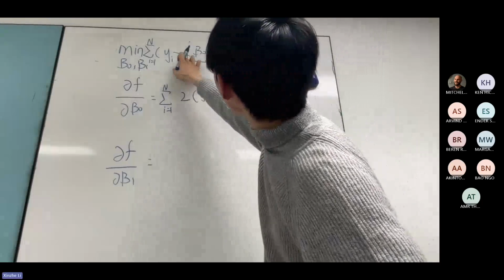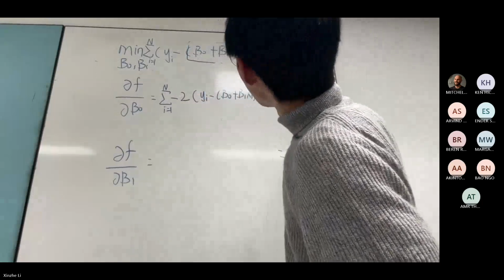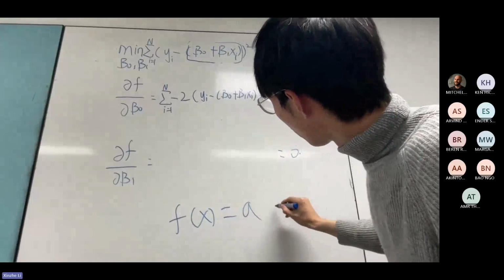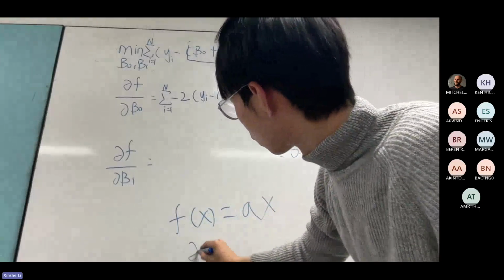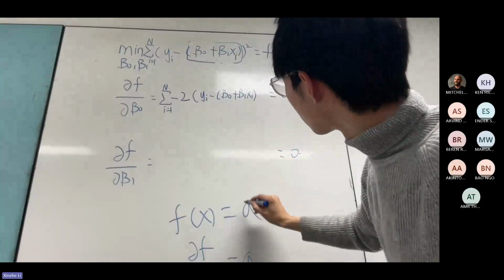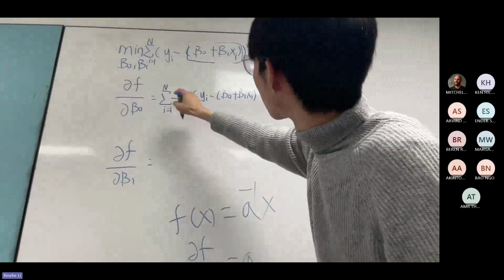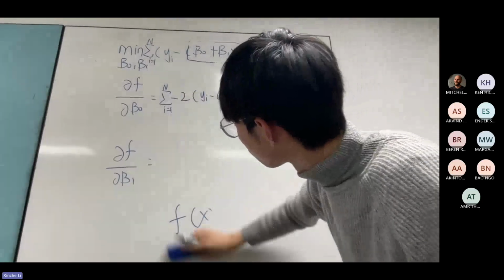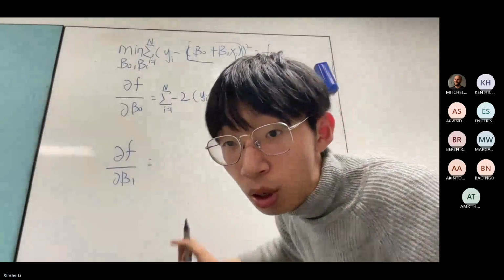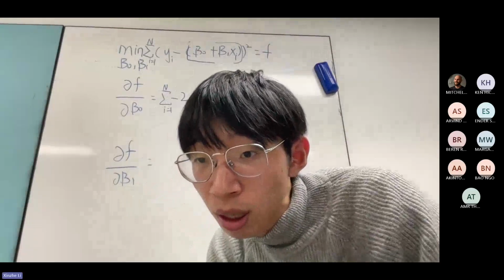But we have a minus here. If you have a function like f(x) equal to ax, then the derivative with respect to x is equal to a, right? Here the a is -1, so that's why I put a minus here. Okay, so now, yes, you're correct.